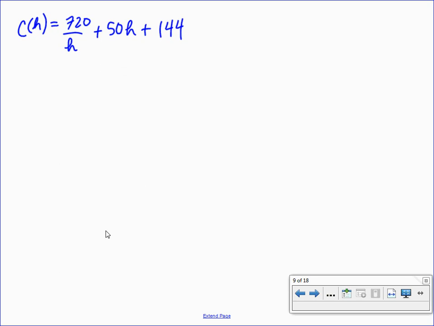All right, so first derivative. Oh gosh, I'm so glad we know our derivative rules, even when we have these rational functions. I know the derivative of 720 over H is still just a power rule. The current exponent on H is -1, so -1 times H to the -2. And so my C prime expression would be given by -720 over H squared plus 50. And then the derivative of that constant 144 is just 0.